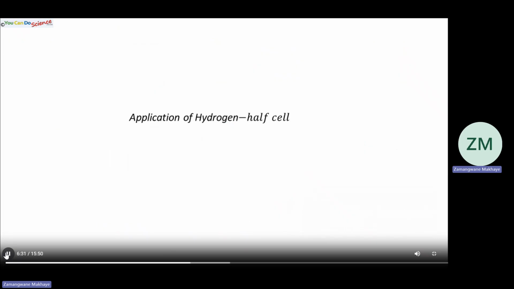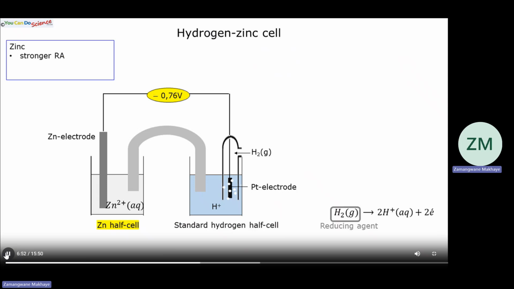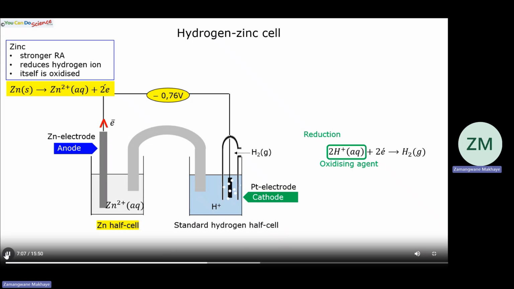We will now show you how the hydrogen half cell is used. When the hydrogen half cell is connected to a zinc half cell, the E0 value on the galvanometer is minus 0.76 volt. The negative value indicates that zinc is a stronger reducing agent than hydrogen gas. Therefore, the hydrogen ion will undergo reduction, and it is the oxidizing agent. Zinc is oxidized. In this cell, the electrons flow from the zinc half cell anode to the hydrogen half cell cathode in the external circuit.